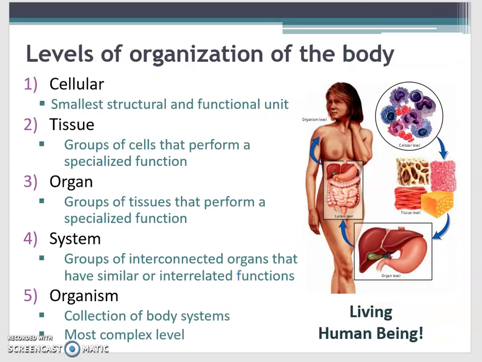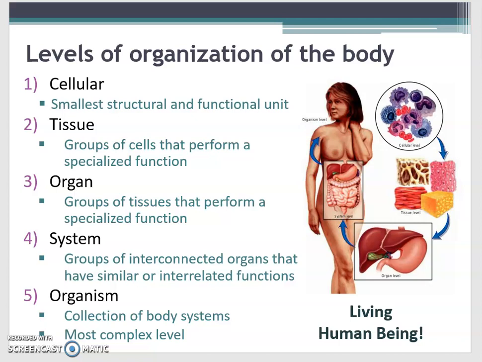So here are our levels of organization. Cellular is the smallest structural and functional unit. Tissue refers to groups of cells that perform a specialized function. Organs are groups of tissues that perform a specialized function.